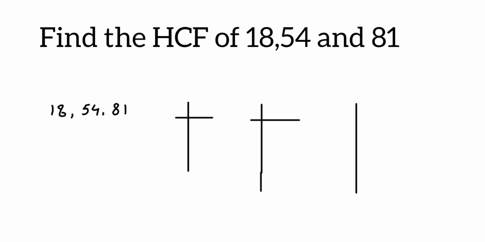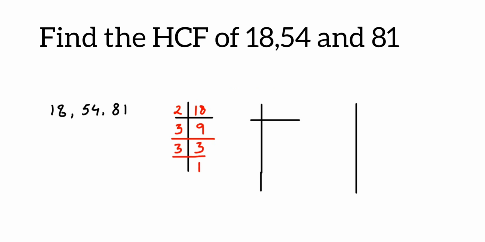Okay, so first number is 18, it's a small number. So 2 nines are 18. Remember, you're doing a prime factorization, so take only a prime number. So keep dividing this number with the prime numbers only. So 9 we got, so 3 threes are 9. And again 3 ones are 3.